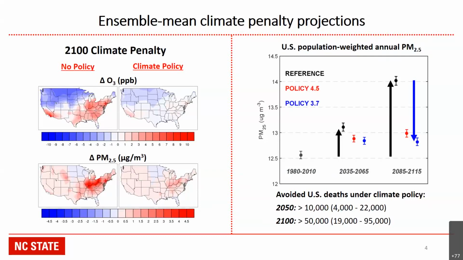We can convert that to exposure, a population-weighted change in pollutant concentrations, and then convert that to different health outcomes, including changes in mortality by mid-century or end of century. In this case, specifically for a policy stabilization scenario relative to a business as usual reference scenario.